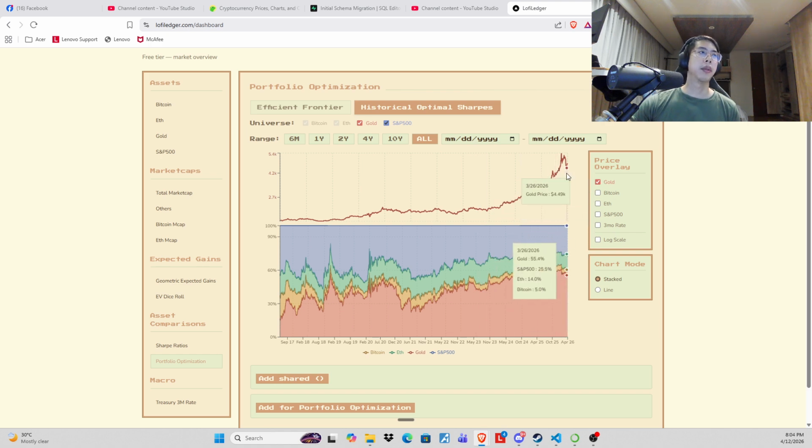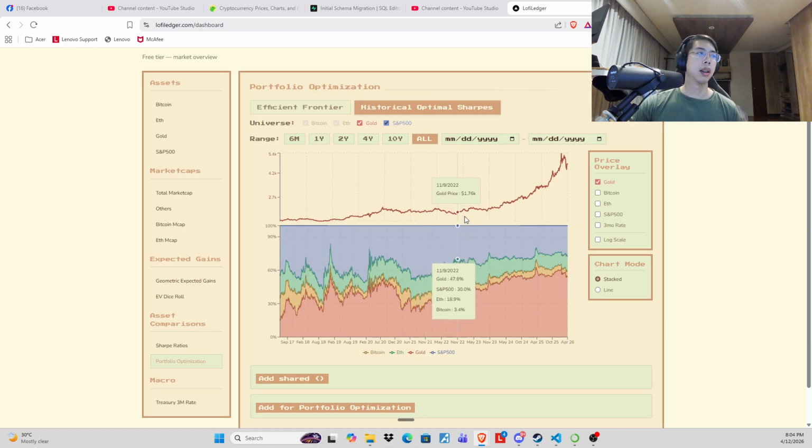So for example, if you think gold will be a bit more stagnant, maybe you're going to use this period in time wherein gold did go up but it was relatively flat. So maybe the optimal portfolio in that case would be around 28% gold and 44% stocks, and then crypto is the rest, right? So this is how to use it.